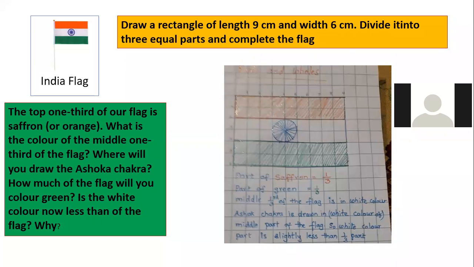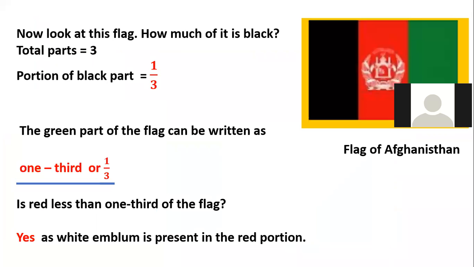We have seen our Indian flag. Now, simultaneously, let us discuss some different flags of different countries. Afghanistan's flag is this: black, red, green, in vertical rectangles. You can see. Now, some questions are there. Of course, they are answered also.